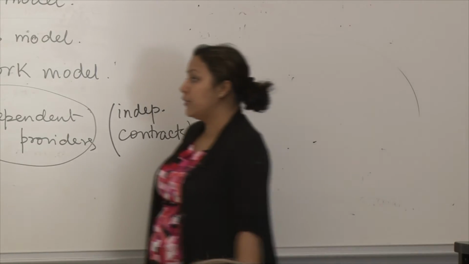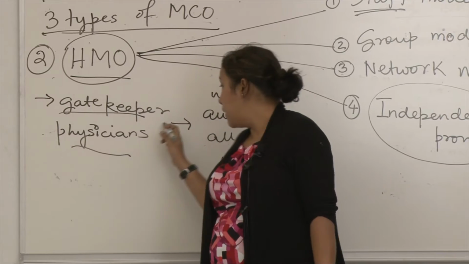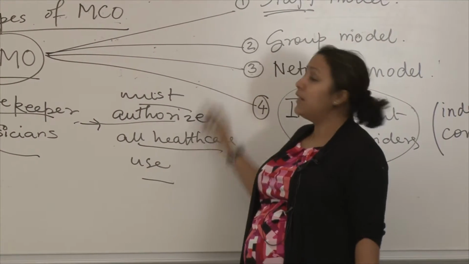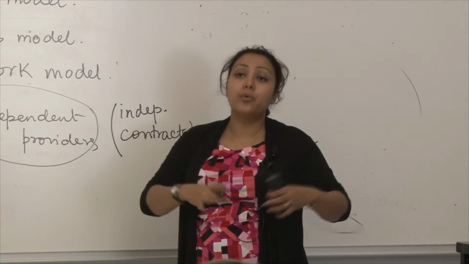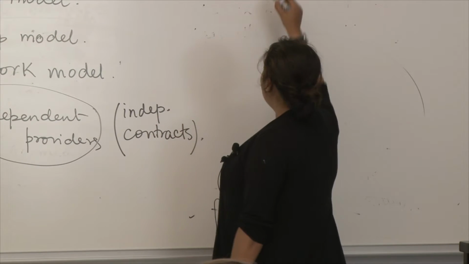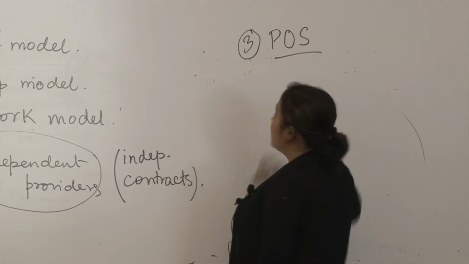So the key feature of an HMO would be these gatekeeper physicians who must authorize, right? And then there can be 4 types depending on how big or how restrictive that list is. Okay? And the third type of managed care is called the point of service plans.